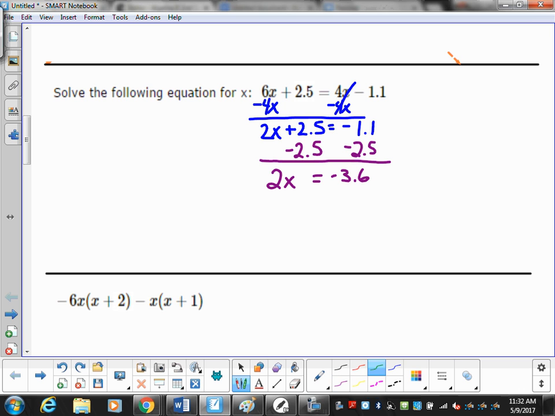And the last step is to divide both sides by 2. And I get x equals negative 1.8. So I have now solved for x.